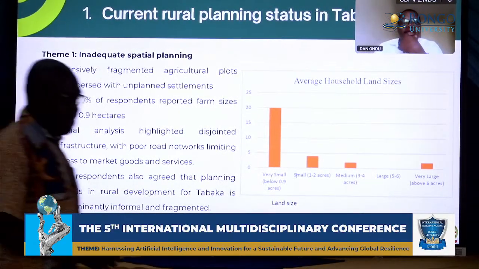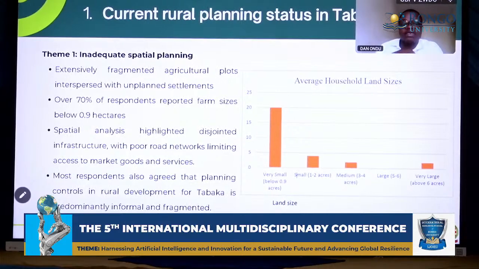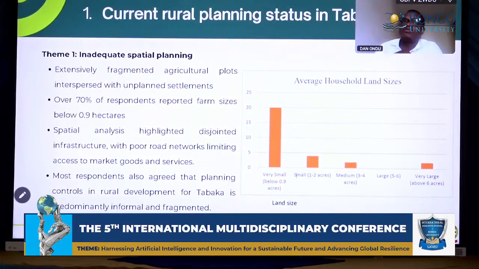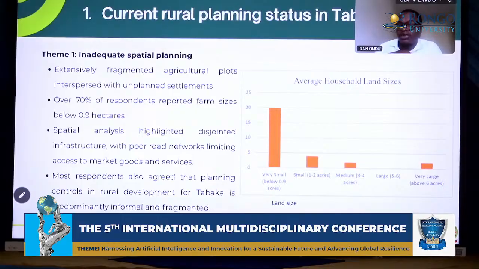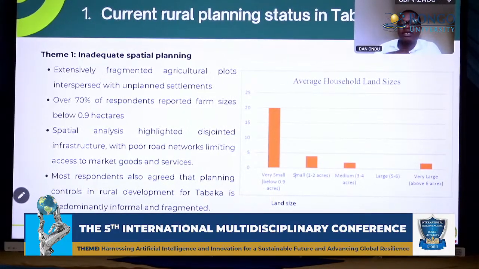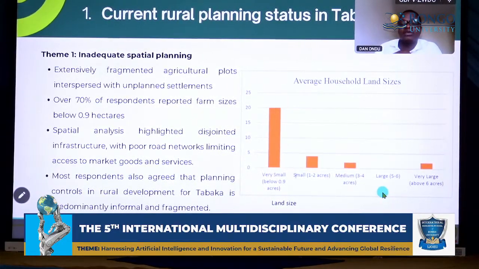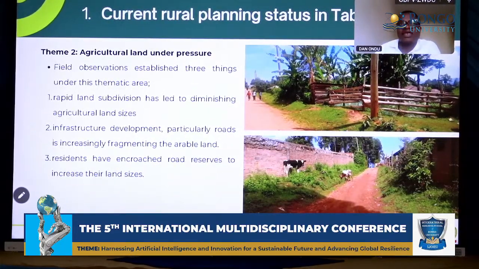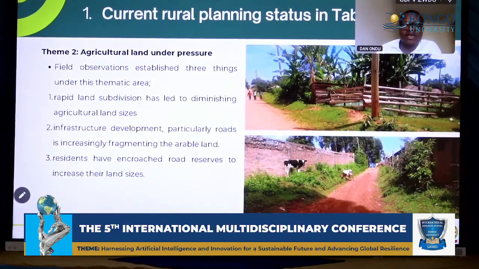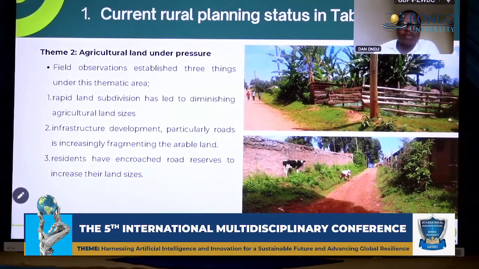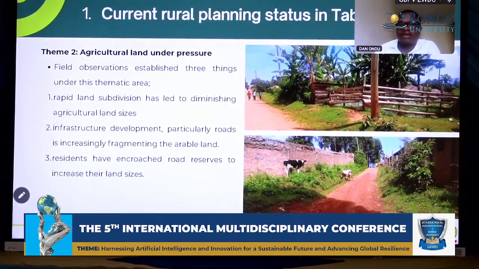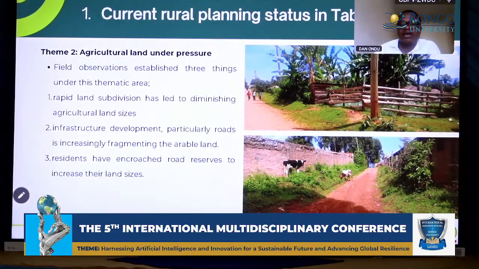Time is running out. There was planning; the study established fragmented planning scenarios. There was extensive fragmentation. There was also disjointed infrastructural development, which required intervention. There were also issues of agricultural land being under pressure. This region is highly populated, and the study observed rapid land subdivision and also encroachment of road reserves and other areas to increase land sizes.